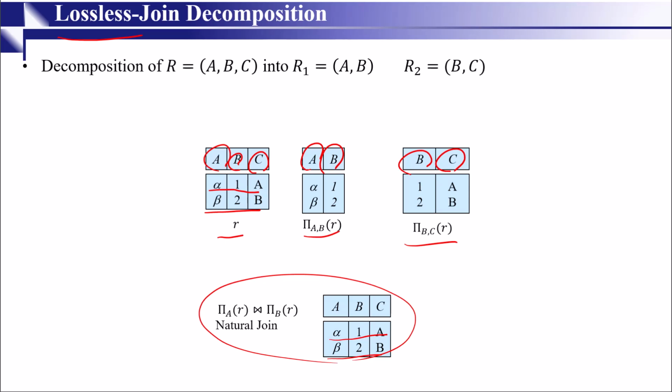We have decomposed table R into two tables, and clearly we can see that we did not lose any information. This ensures no information is lost, maintaining the integrity of the data. So this lossless join is a key principle for safe decomposition in database design.